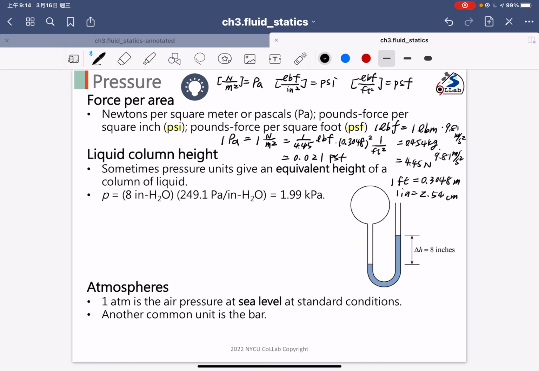Okay, and we know that if we would like to understand the pressure here, we can put some liquid, and we see different liquids will have a different height. As the example showing here, maybe we put the water in the tube, and we see there is a rising height, right? Its delta H is 8 inch. And then you can compute how much pressure the 8 inch is equal to.